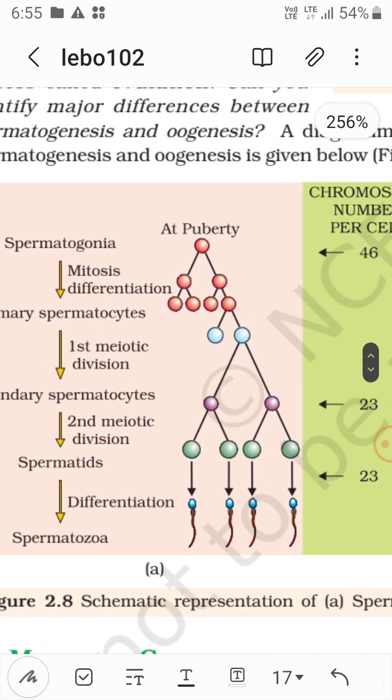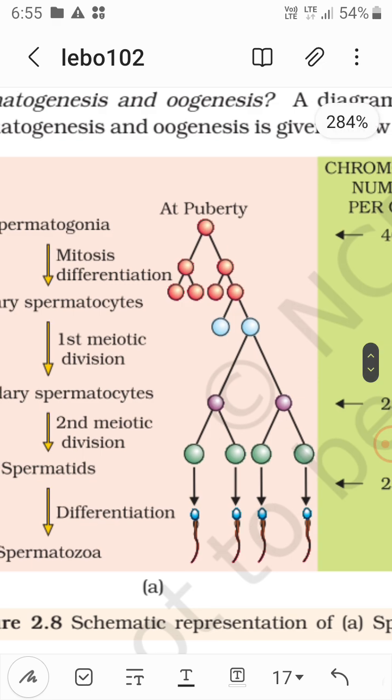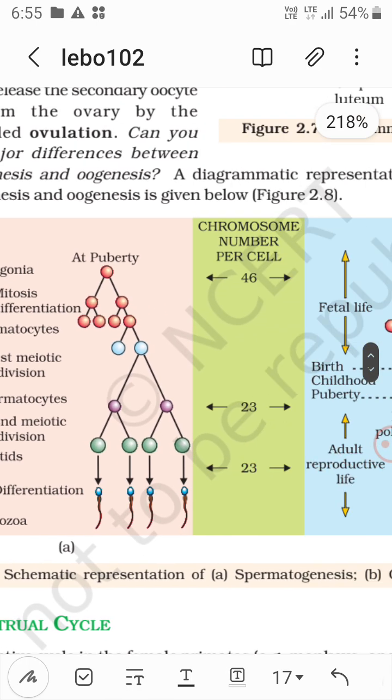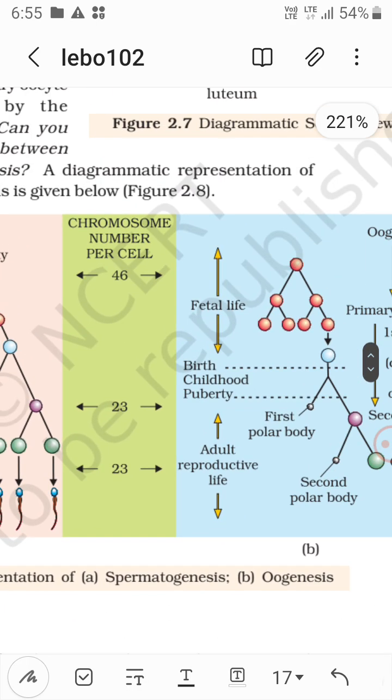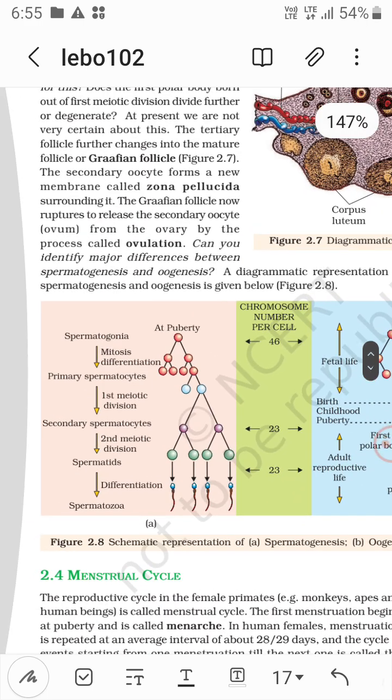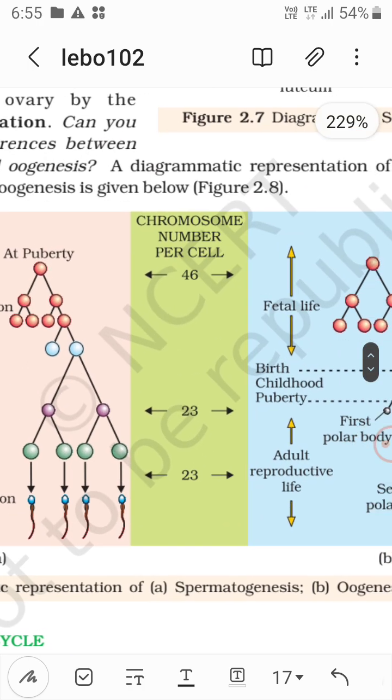So you can see at puberty one gets 2, and 2 gets 4. These are like the sperms, as you can see here. The chromosome number, as you can see, first one is 46, and the primary spermatocytes also 46, and then secondary spermatocytes, spermatids and spermatozoa, all of them are 23, 23 and 23.